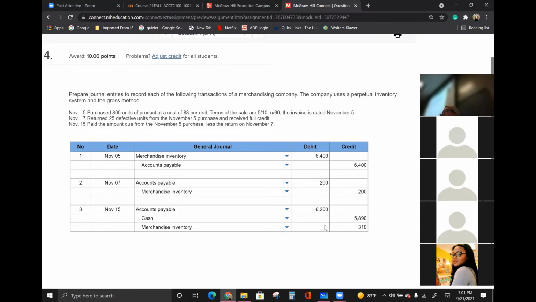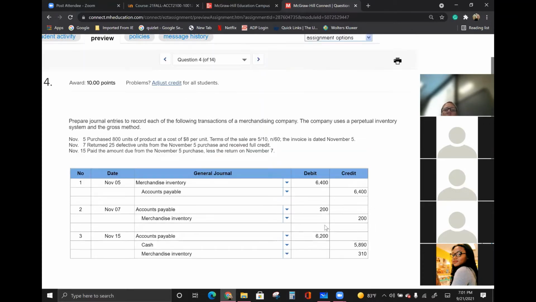All right, the terms of the sale are 5/10, net 60. That means they're giving us an opportunity to take a discount: 5% if we pay within 10 days, or it's due in 60 days. The invoice is dated November 5th. So let's record that first.